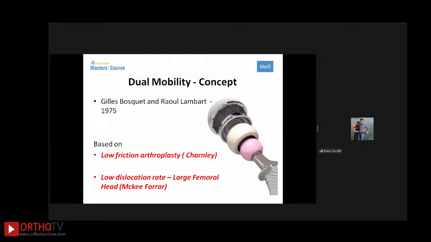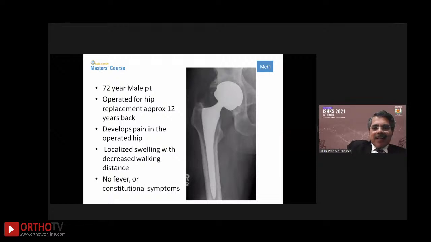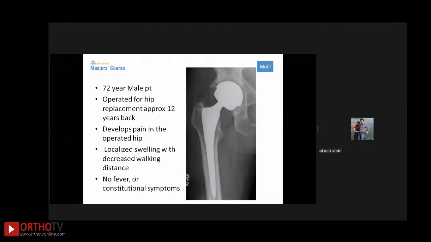It was a combination of two concepts, the low friction arthroplasty concept by Charnley, which reduces the wear, and low dislocation with a large femoral head concept by McKee and Farrar. Yeah, please try to be short because we are really passing the time. Okay, sir. So this is the case.